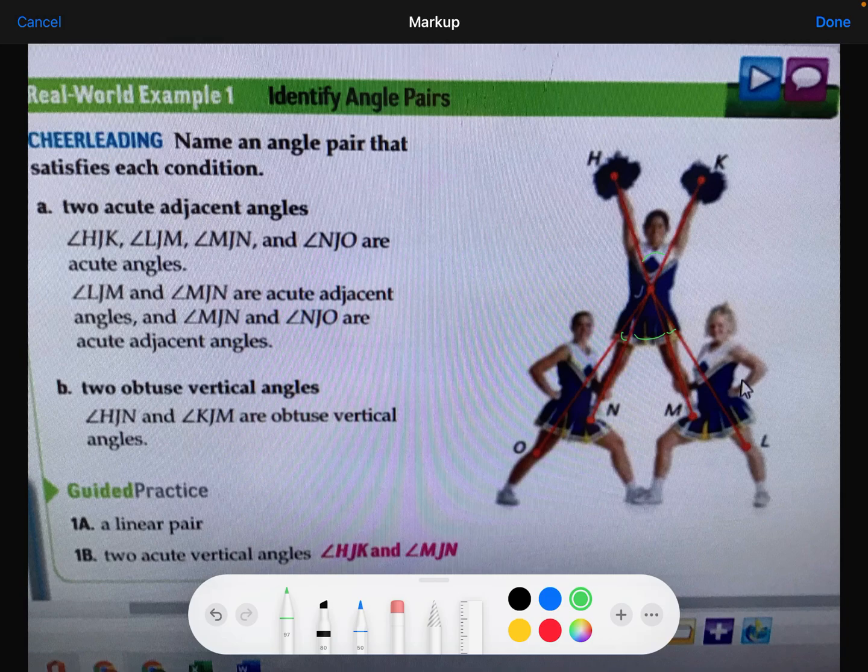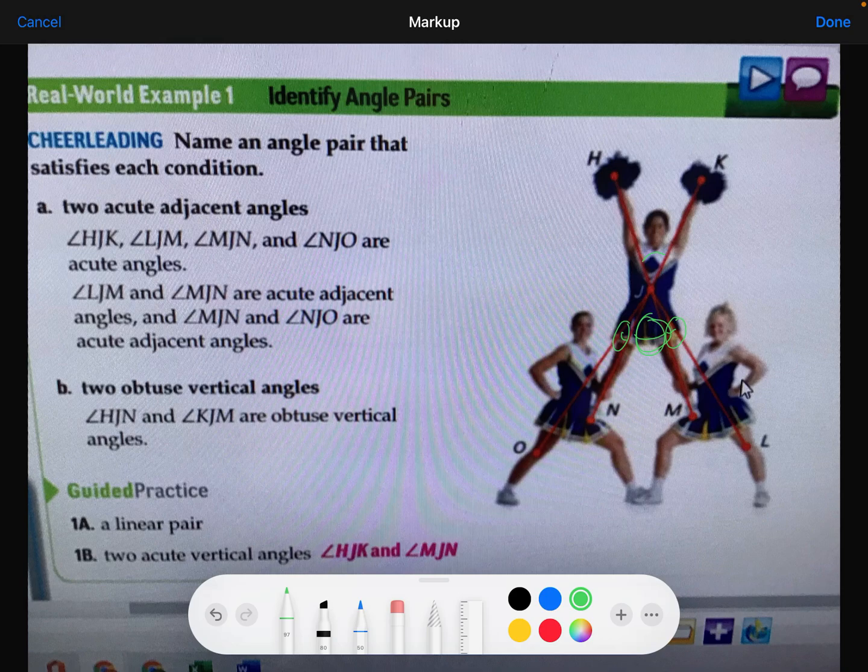Adjacent, meaning that they share a common vertex, so they're next to each other, are going to be LMN and MJN. These two angles are adjacent, so they are acute adjacent angles. And also OJN, this one, is next to this one. So those are going to be adjacent as well.